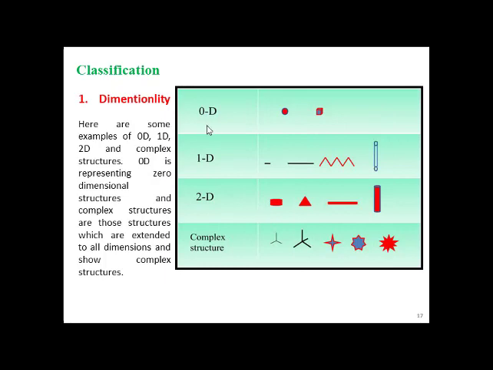Here are some examples of zero-dimensional nanomaterials. These are those nanomaterials in which all of the dimensions are in nanometer scale. In one-dimensional nanomaterials, two dimensions are in nanometer scale and the third one is out of nanometer scale. In two-dimensional nanomaterials, two dimensions are out of nanometer scale and only one dimension is in nanometer scale, and the complex structures, which are three-dimensional nanomaterial structures, are not in nanometer scale along any of the dimensions.